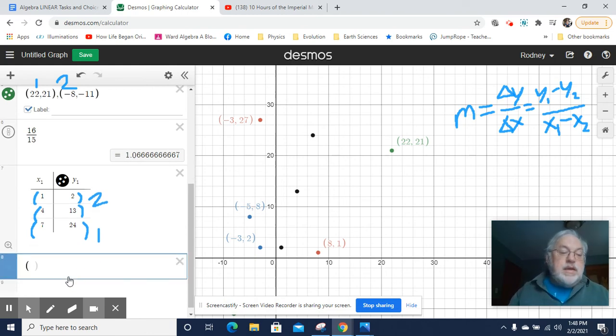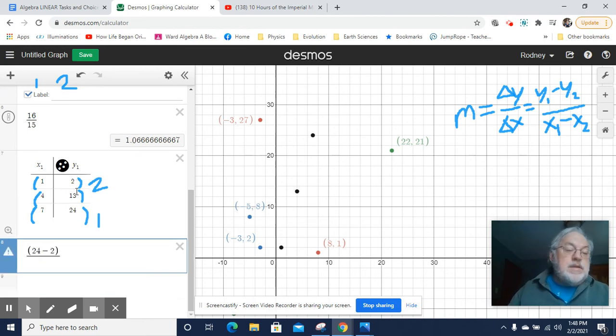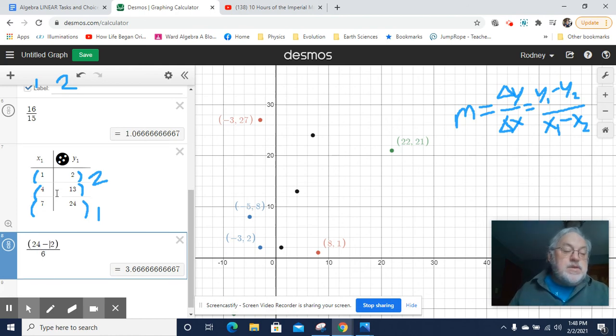So the change in y from point 1 to point 2 is 24 minus 2. So that's going to end up being 22. And I'm going to divide that by the change in x, 7 minus 1. And that would be 6. So I can simplify the subtraction. 7 minus 1 is 6. 24 minus 2 is 22.